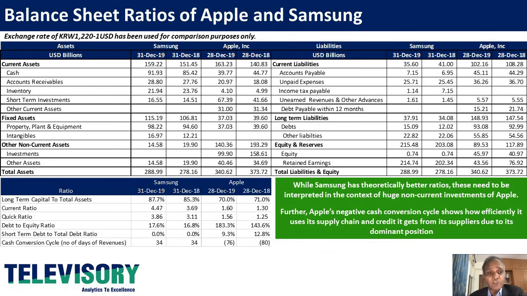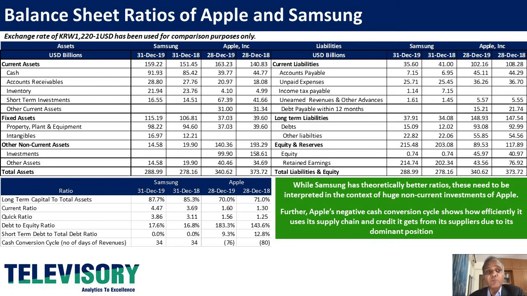It has a better long-term capital to total assets. It has a healthier current ratio, quick ratio, a smaller proportion of debt to equity, and has literally no short-term debt. However, the interesting part is it has a cash conversion cycle of 34 days in the two periods that we have shown here. Apple has a negative cash conversion cycle of 76 to 80 days.